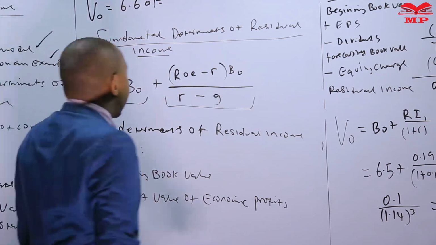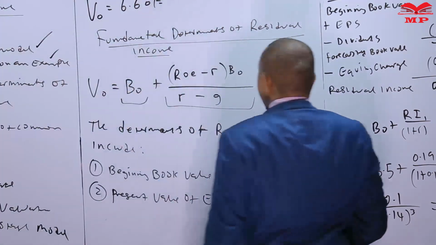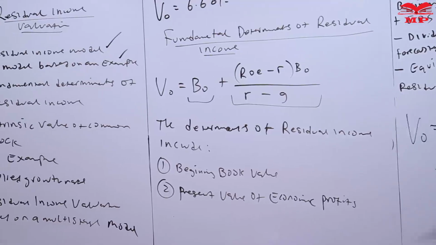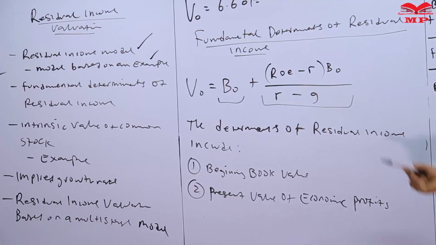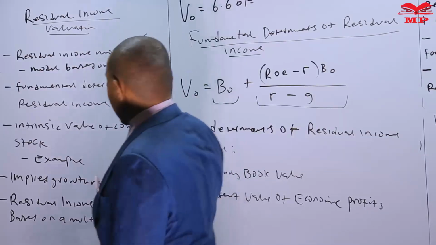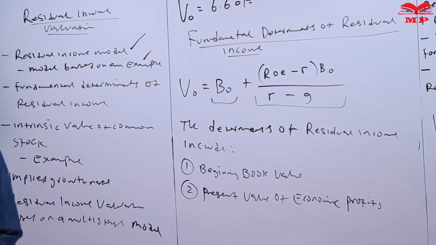So having looked at the fundamental determinants of residual income, now we need to see if you can apply that concept by looking at an example. So let's look at an example right there.